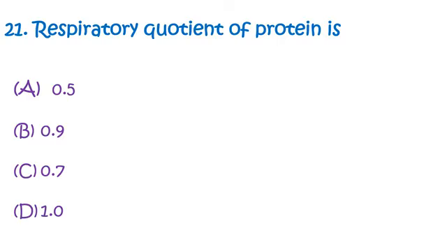Question number 21. Respiratory quotient of protein is, options are option A 0.5, option B 0.9, option C 0.7, option D 1. Correct answer is option B 0.9.